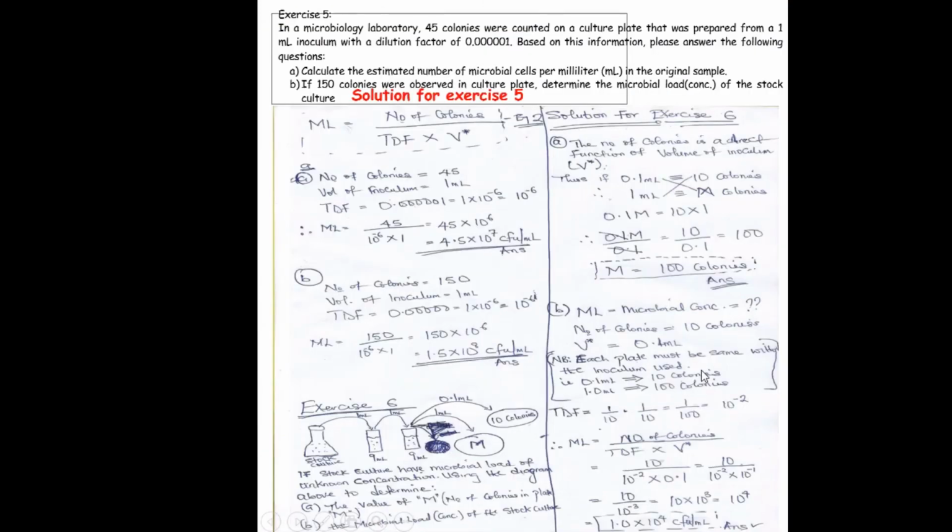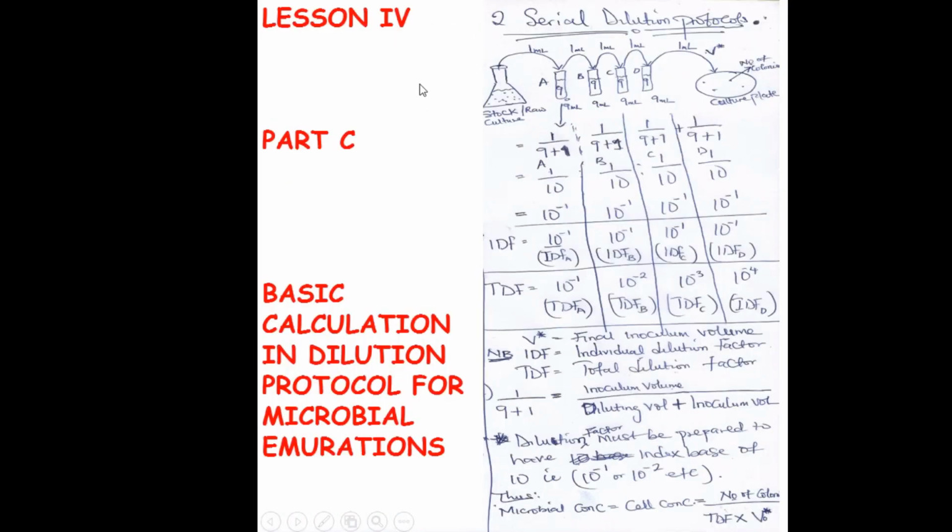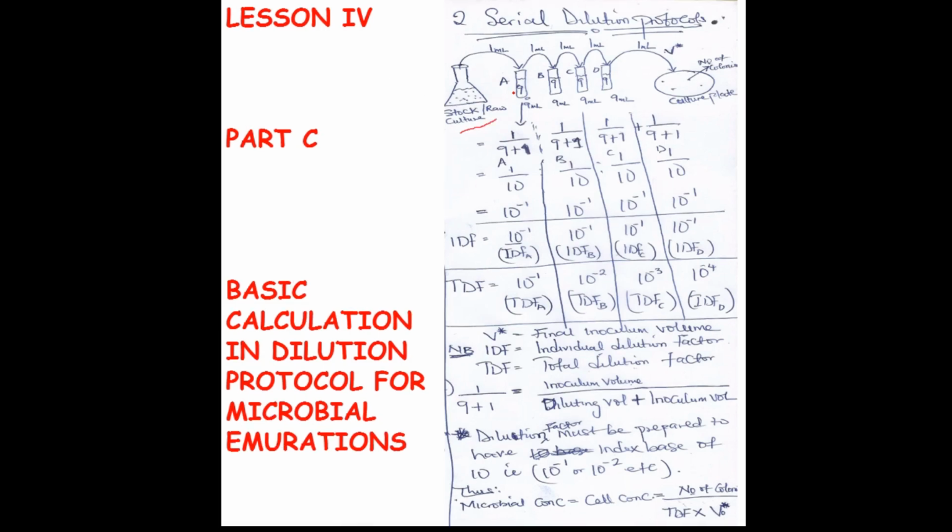Okay, guys. We are now in lesson 4, part C of the serial dilution. From the first dilution, you move to the second dilution. From the second dilution, you move to the third and the fourth. And finally, from here, you move into your culture plate to understand the number of colonies. From there, you can determine the microbial concentration of the unknown or unstandardized solution.